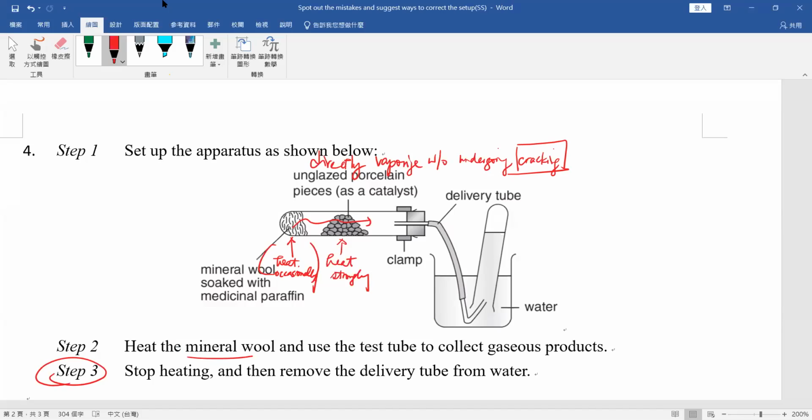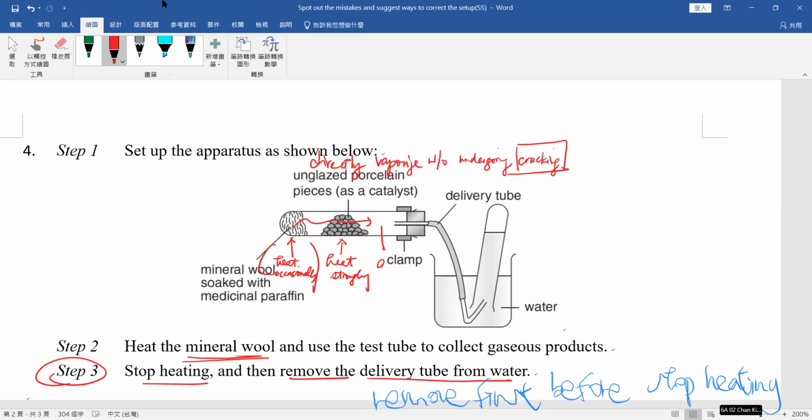Step 3 is something wrong. Stop heating and then remove the delivery tube from water. So how wrong is this? If you do such, they would have a sucking back because of a thermal contraction of the gas. So the inside, that is air or maybe some vapor, the product vapor made by the cracking product.